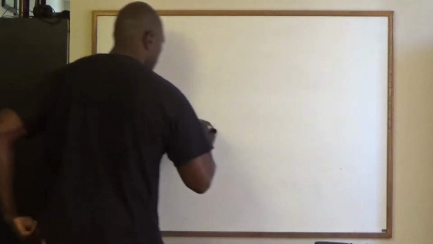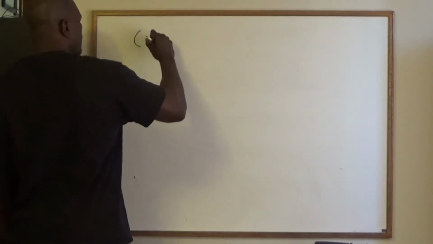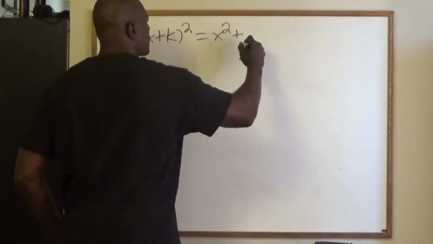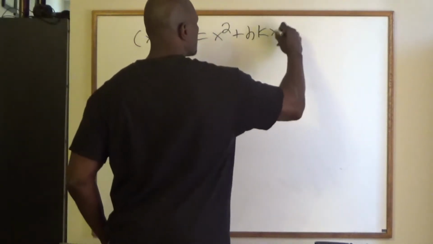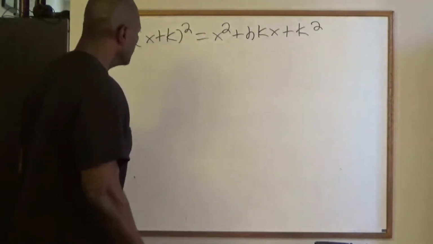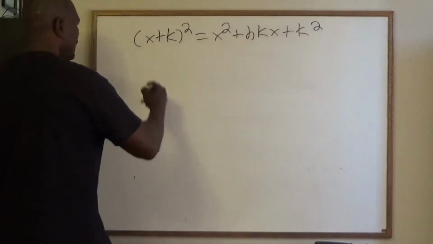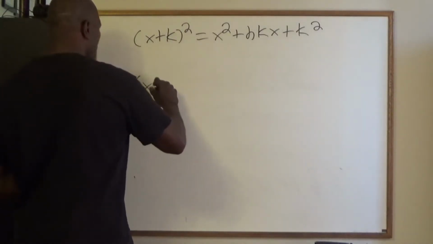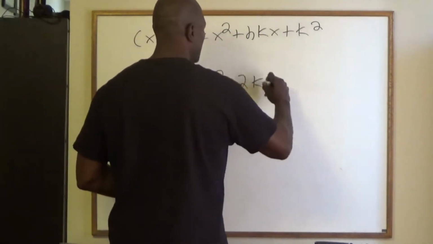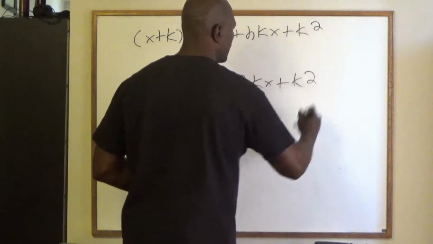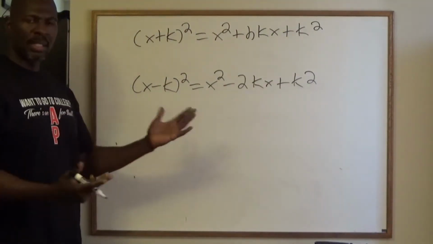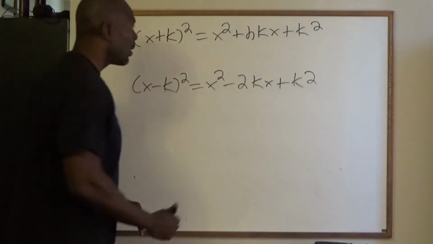So what we just found is that x plus k squared is x squared plus 2kx plus k squared. And by the way, I did x plus k. Had I done x minus k, it just would have been x squared minus 2kx plus k squared. The k squared would still be positive because minus k times minus k is positive k squared. All right.